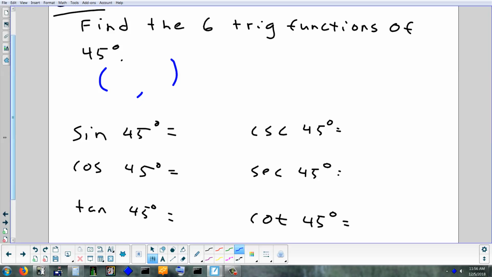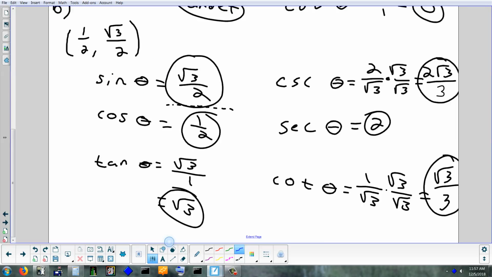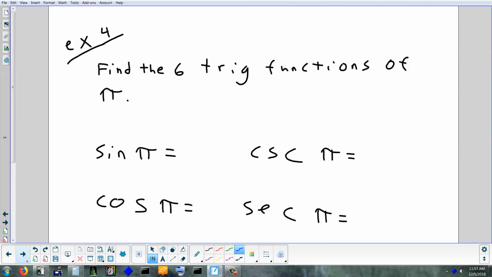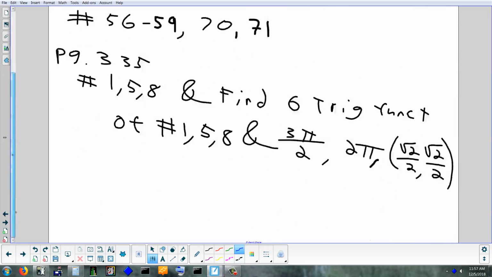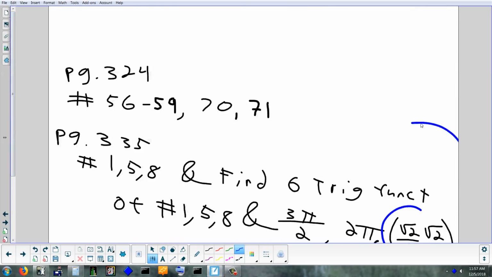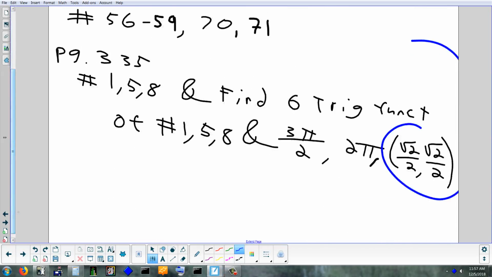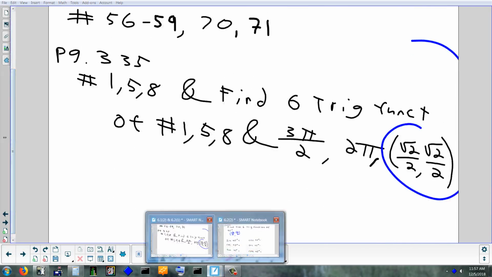I don't have a coordinate. Now this is one that we should just look up or memorize. We shouldn't go back through and ever figure out all that stuff all over again. What's the coordinate for 45 degrees? Yep, square root of 2 over 2, square root of 2 over 2. That coordinate should look familiar because it's one of the questions in the homework. That's why. So square root 2 over 2, square root 2 over 2, I want you to find the 6 trig functions of that coordinate. We're doing that right now.